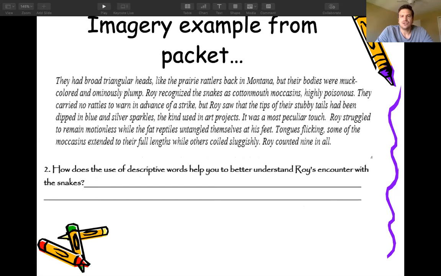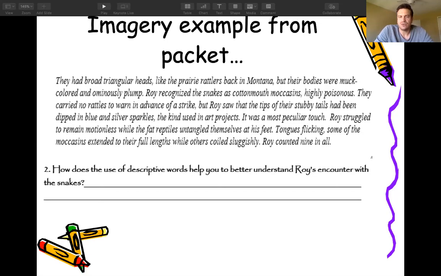Think about an imagery example from Hoot, okay? When Roy encounters the snakes that the running boy had in the bag, right? They had broad triangular heads like the prairie rattlers back in Montana, but their bodies were muck-colored and ominously plump. Roy recognized the snakes as cottonmouth moccasins, highly poisonous.